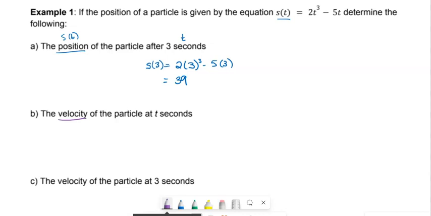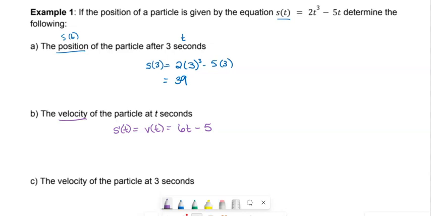The next question is asking for the velocity of the particle at t seconds. Well, the velocity I can determine by finding the slope of the tangent at that point. So the derivative of the displacement function is the velocity function. So I'm going to go ahead and take the derivative of my function. 2 times 3 is 6t minus 5. And there's my velocity function.